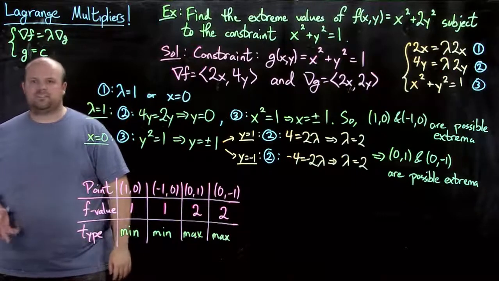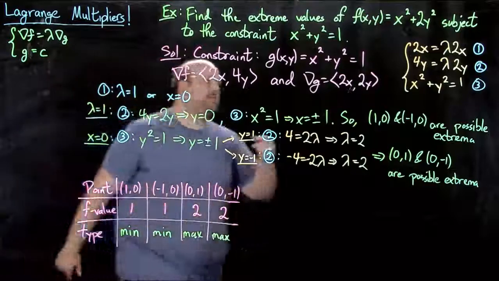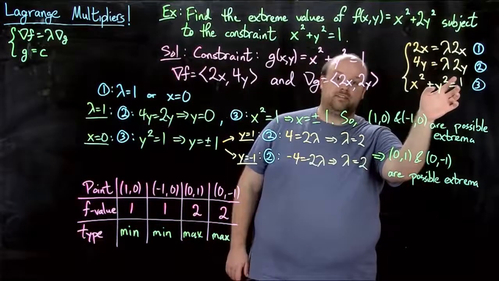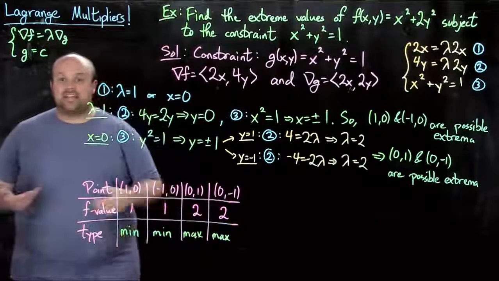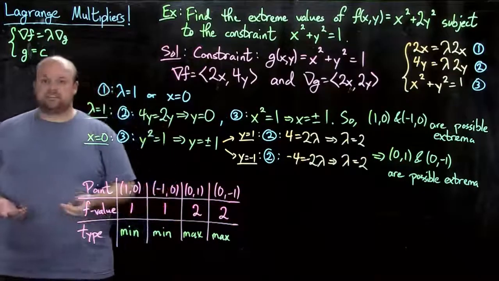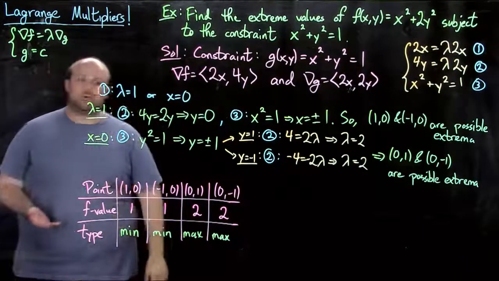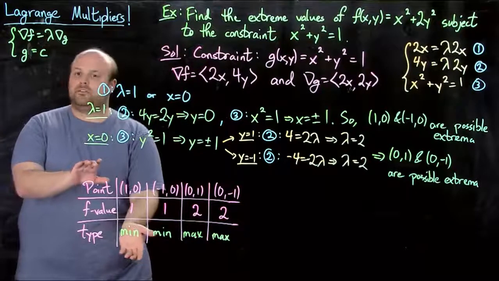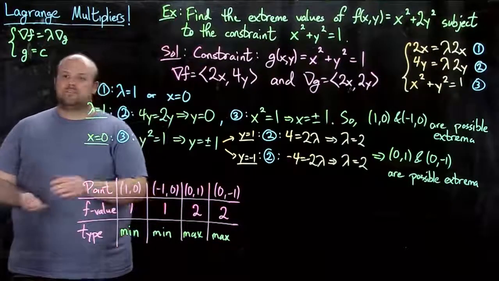All that really happens is the system might get more complicated. By the system, I mean this system here of equations. But the method for solving it, like the idea of what to do, is basically the same. You just might have to be a bit more creative when solving it. But once you find these points, you do the same thing every time. Okay? See you in the next video.